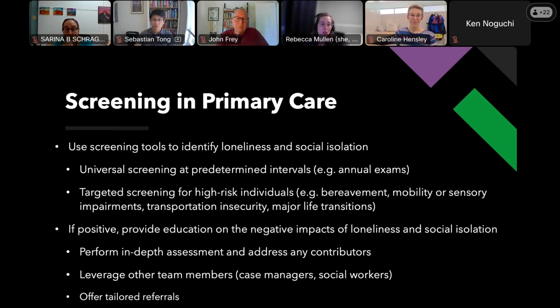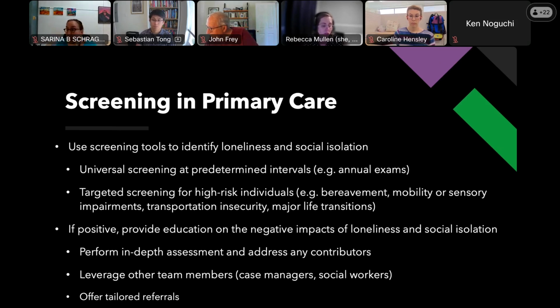So I think if we're going to think about really leveraging workflows and processes that we have already in place in primary care, we would use the screening tools to identify loneliness and social isolation in the same way. So there would be universal screening at predetermined intervals, like annual exams. And then just like Sebastion said, more targeted screening for high-risk individuals that stand out as having something come out that makes them seem more at higher risk to potentially have loneliness or social isolation.